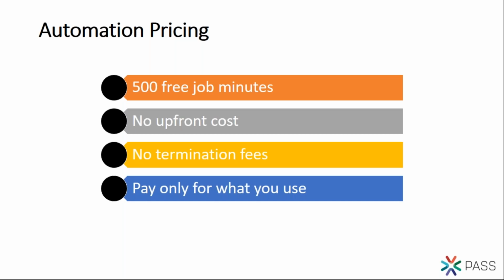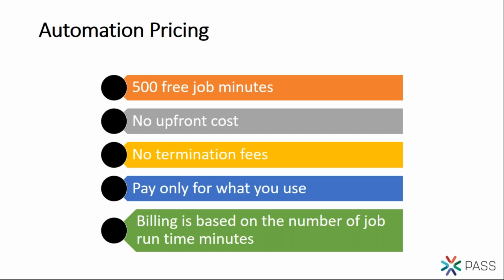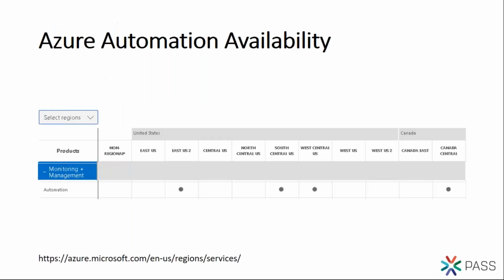There's no upfront cost, there are no termination fees, and you pay only for what you use. Billing is based on the number of jobs and the runtime minutes. As a rule of thumb, normally in US currency, it's about 2 cents per minute of runtime per job. So whatever minutes you consume, it's pretty much 2 cents per minute. Another thing you want to know is that Azure Automation is not available in every data center, and even within a region, only certain data centers have this service available. I just put a picture here to show you the United States and Canada. As you can see, in the US, only 3 data centers currently support this, not the other ones. I also put a link in the resource page that will give you the availability in other regions.